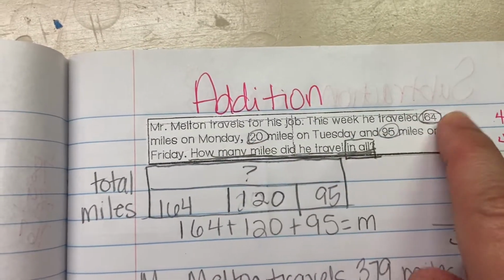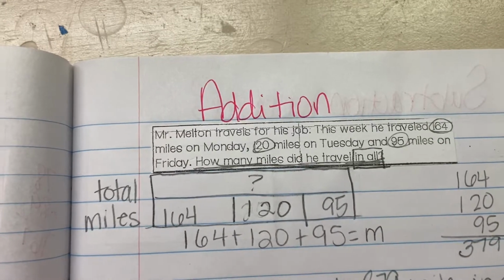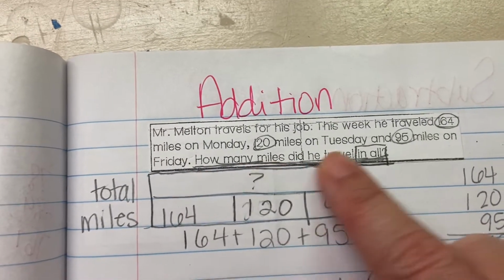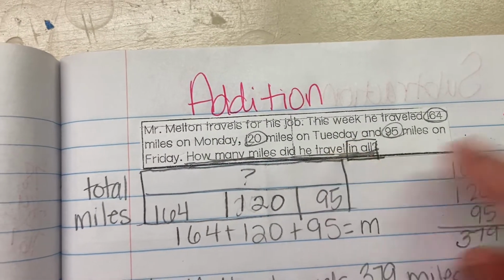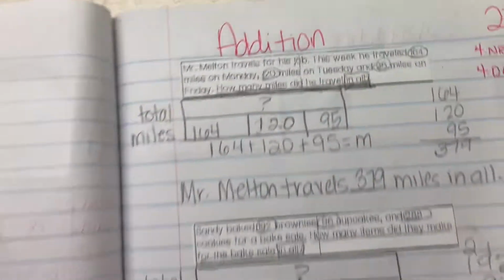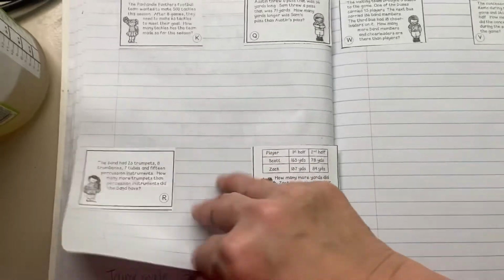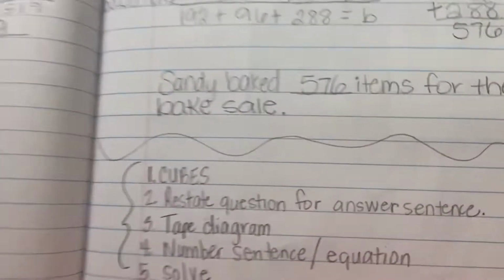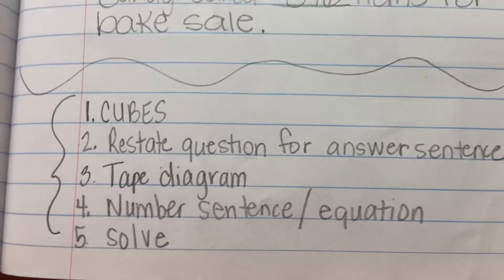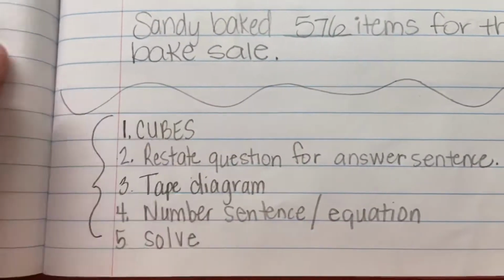Up here, notice that the numbers are circled. In CUBES, you circle the numbers, you underline the question, and you box any keywords. That's the CUB in CUBES. And then you evaluate and solve. And here are the CUBES, right here. That's the steps.